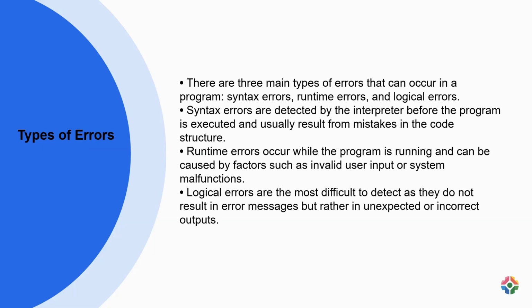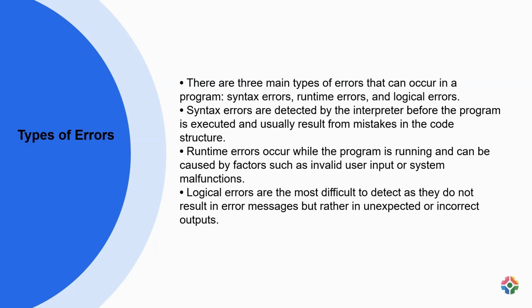Errors in a program can fall into three main categories: syntax errors, runtime errors, and logical errors. Syntax errors are identified by the interpreter prior to program execution and stem from structural flaws in the code. Runtime errors manifest during program execution and might arise from reasons like improper user input or system problems. Logical errors pose the greatest challenge as they don't lead to error notifications, but produce unexpected or inaccurate results.